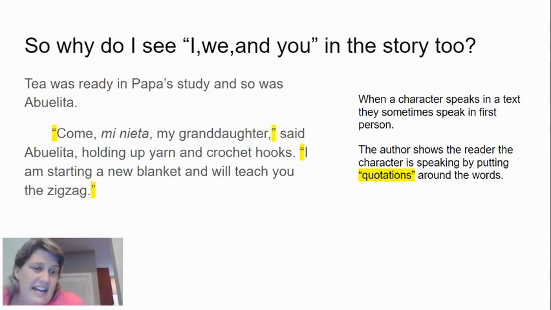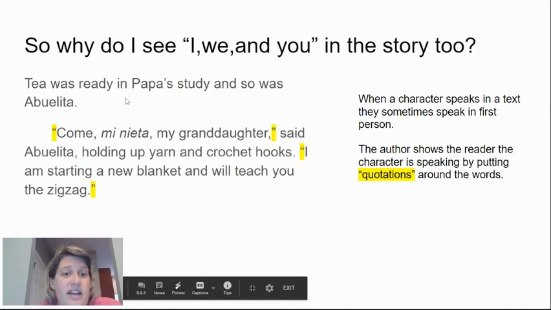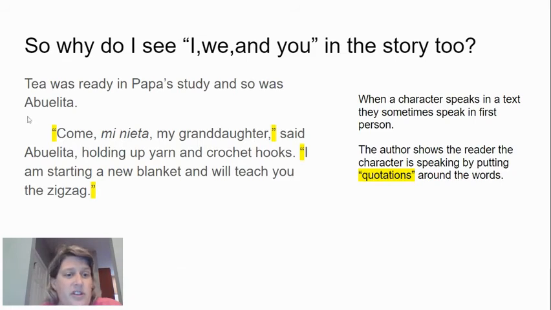So let's look at an excerpt from Esperanza Rising where we're going to see I in the text. Here it says, "Tea was ready in Papa's study, and so was Abuelita. 'Come.'" All right, you guys know my Spanish is not good. "'Minita, my granddaughter,' said Abuelita, holding up the yarn and crochet hooks. 'I am starting a new blanket and will teach you the zigzag.'" Notice right here it says I. It says, I am starting a new blanket and will teach you the zigzag.